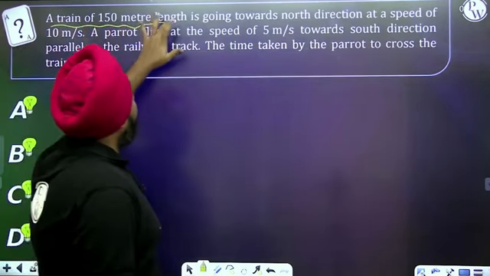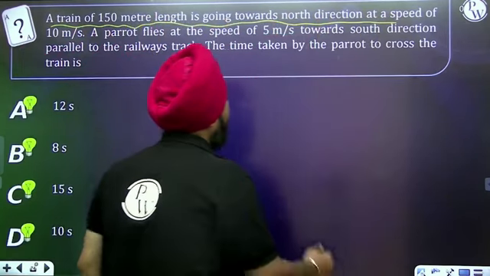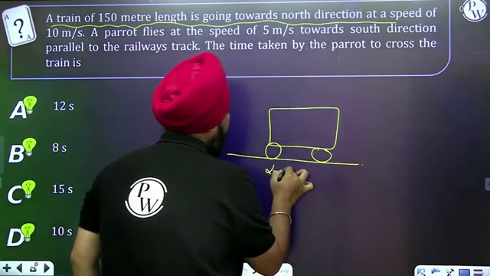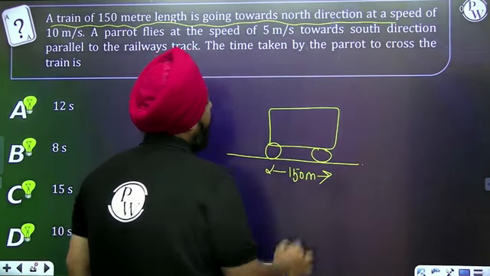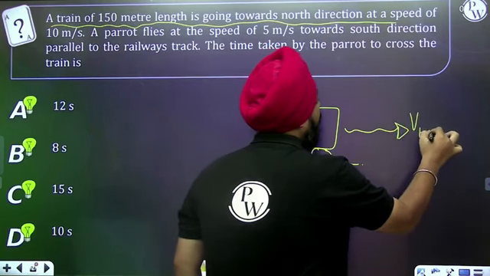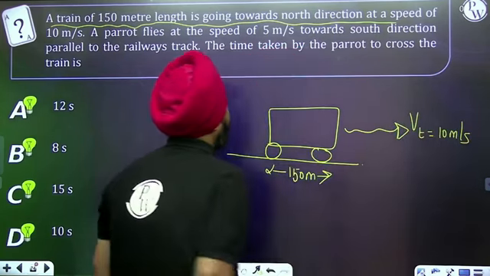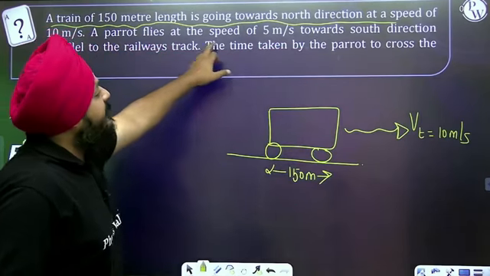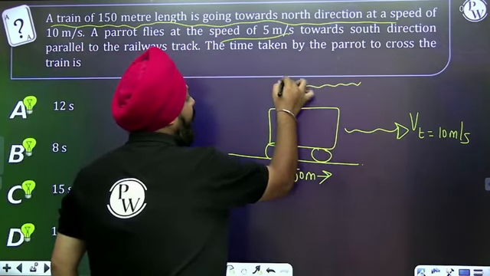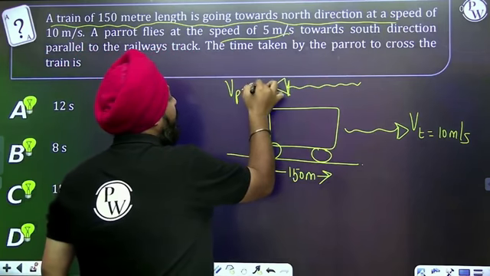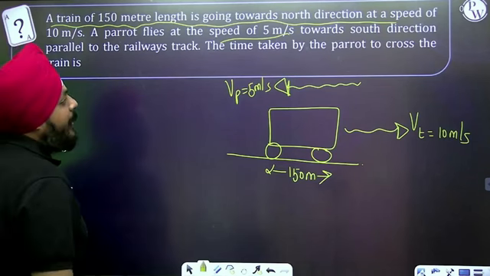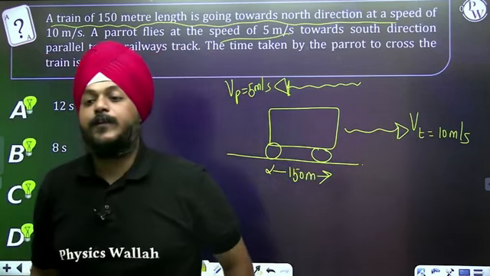Train of 150 meter length is going towards the north direction. Train length is 150 meter. It is going toward the north direction at the speed of 10 meter per second. Parrot flies at the speed of 5 in the south, opposite to it. This is the velocity of parrot, 5 meter per second, opposite to it. Find the time taken by parrot to cross the train.